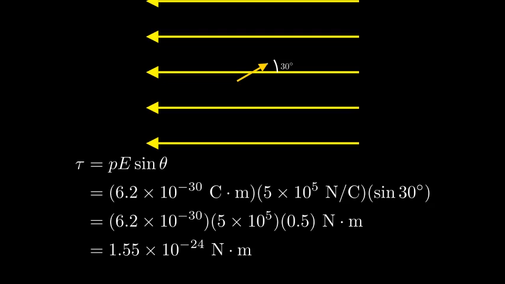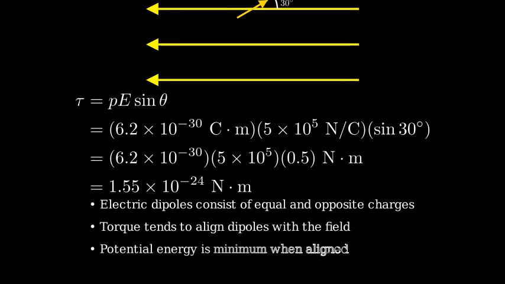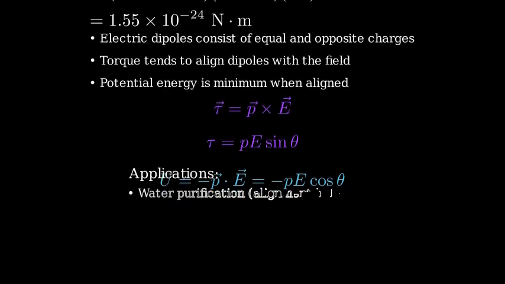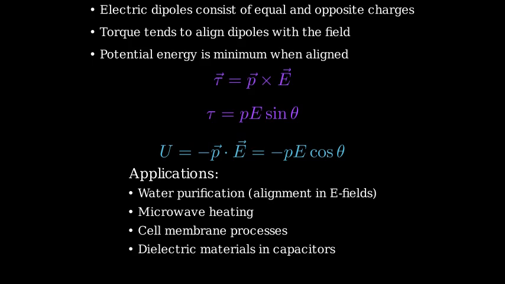The torque is given by the cross product of the dipole moment and the electric field. In magnitude form, it's the product of the dipole moment, the electric field, and the sine of the angle between them. This concept is fundamental to understanding molecular behavior in electric fields and has applications in chemistry, biology, and various technologies.